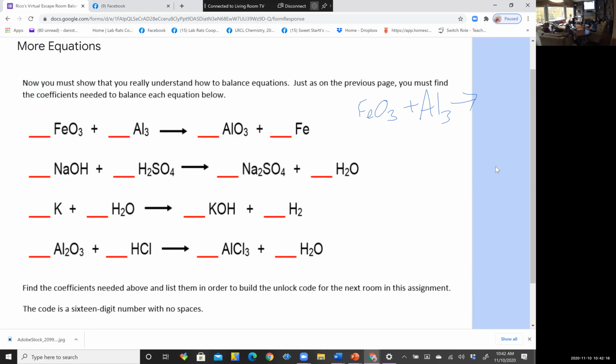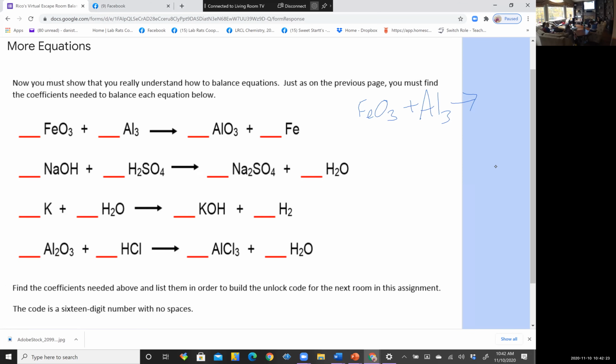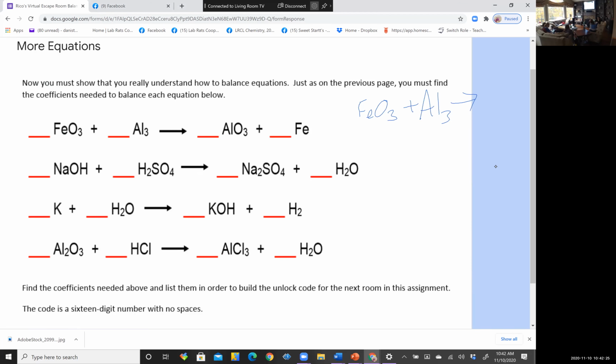Oh shoot. Come back. I can't, I don't have room there. Ran out of room. Fe2O3 plus Al equals Al2O3 plus Fe. Let's see if we can get at least one before we run out of time.